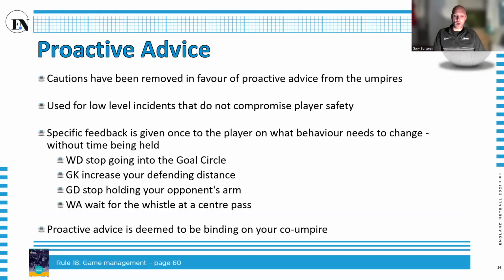Other examples are for a goalkeeper that might be consistently positioned too close, defending too close. Goalkeeper, increase your defending distance. So it may well be obstruction: goalkeeper, you need to increase your defending distance. Okay. For a specific type of contact, so might be holding their arm, often in a position they think you can't see. But contact: goal defense, you need to stop holding your opponent's arm.